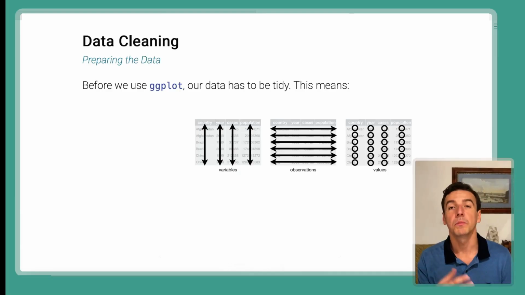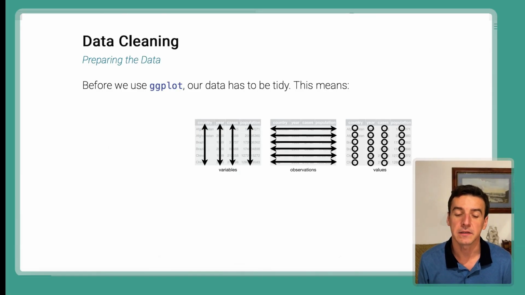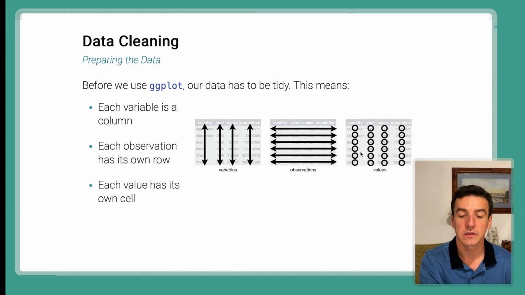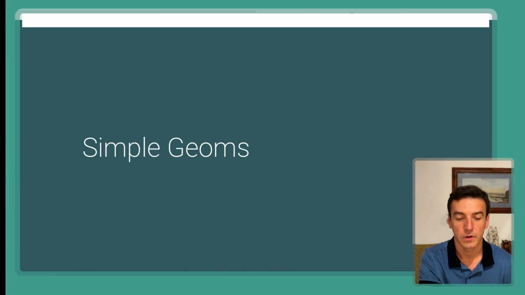Before we even start thinking about using ggplot, it is important to have tidy data. It's important that each variable is a column, and that each observation has its own row. This is what is depicted in the second graph. And then each value has its own cell, as depicted in the third panel of this figure.